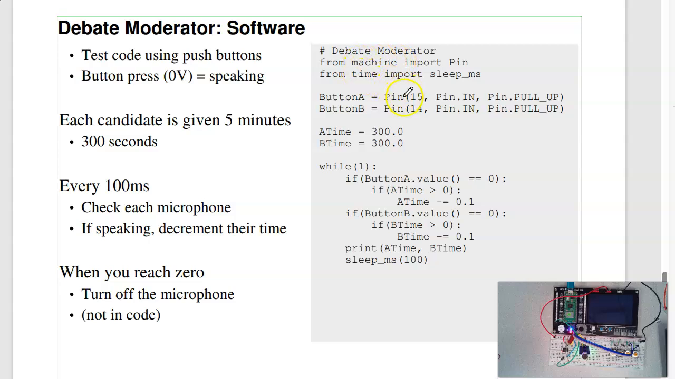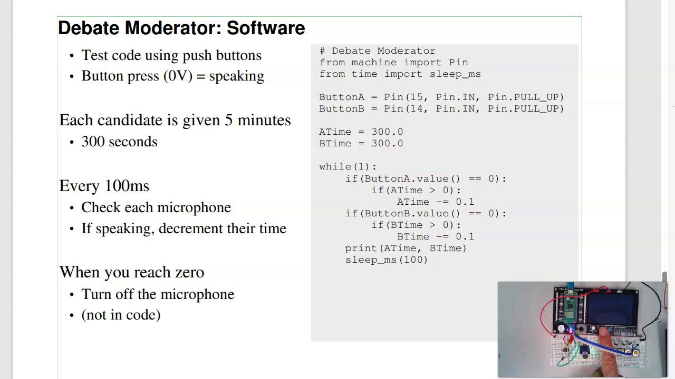So to test it, I'm going to have my two buttons, my two inputs for speaker A, speaker B. That's the two push buttons, 15, 14, both pull up. Their initial time is 300 seconds, 5 minutes. And then in the program, if debater A is talking, I'll decrement their time. If debater B is talking, I'll decrement his time or her time. Print the time, wait 100 milliseconds, then repeat.